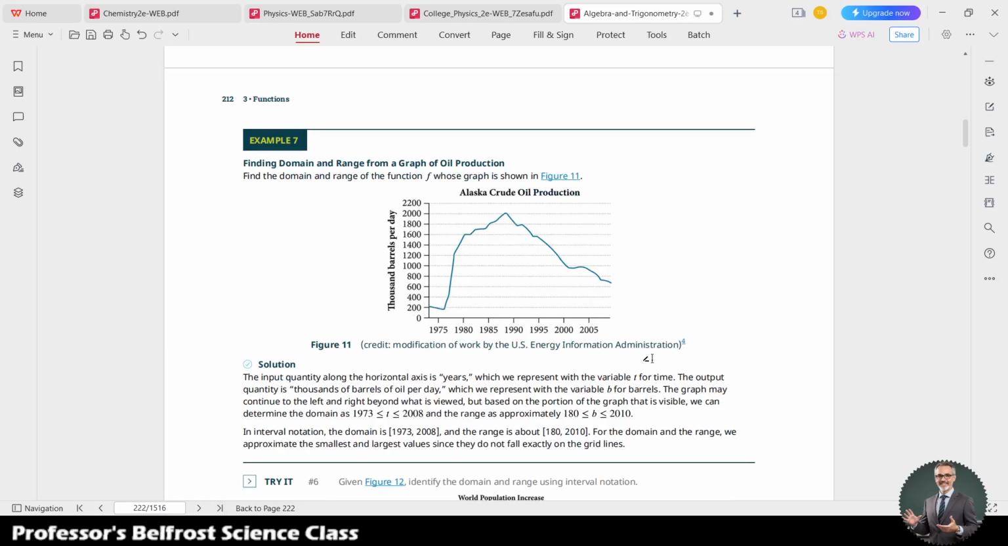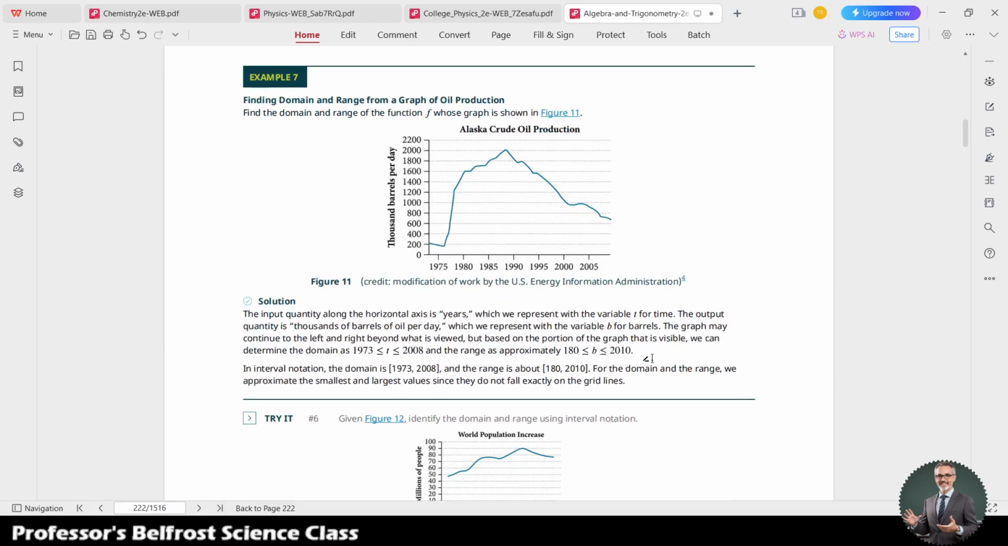In example 7, find the domain and range of the function f whose graph is shown here. For the domain, it is very easy, right? The domain is from here to here. I cannot say for sure what this is, but this book says it is about 1973 to 2008. You can just approximate it, but I'm also not very sure about that.